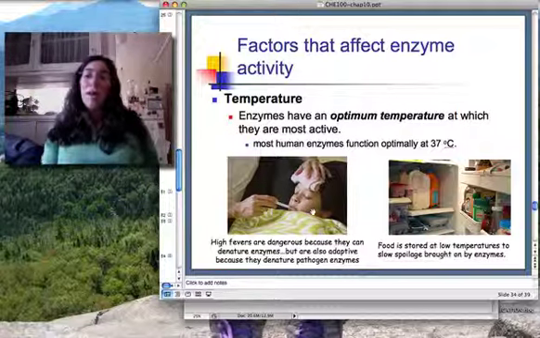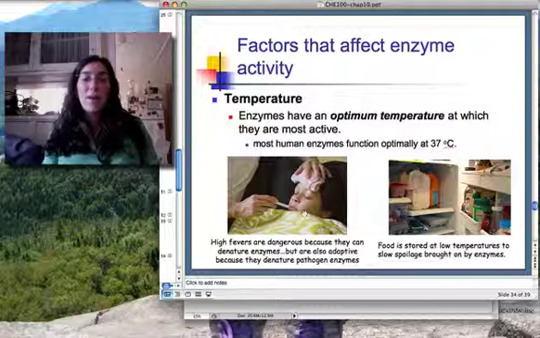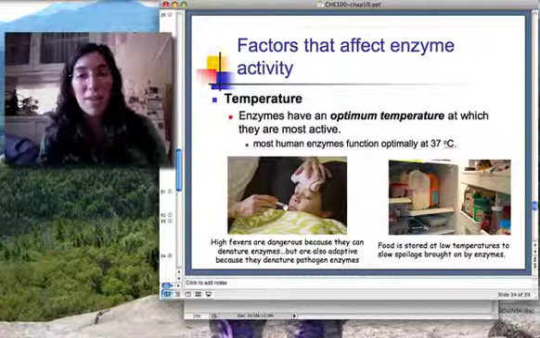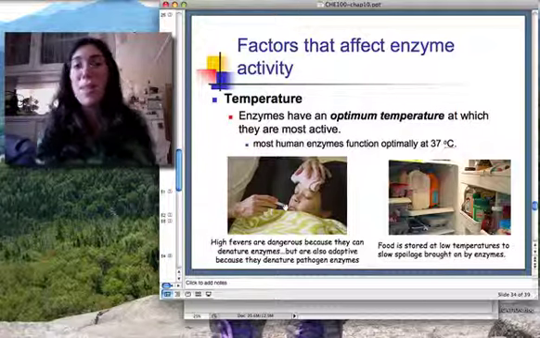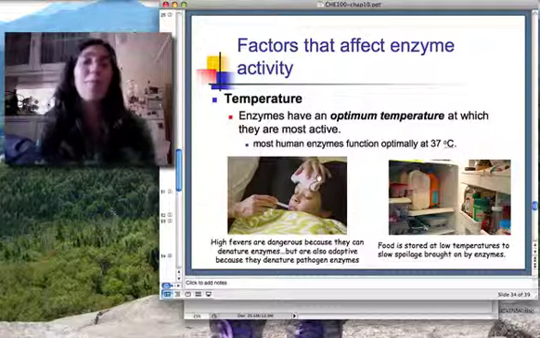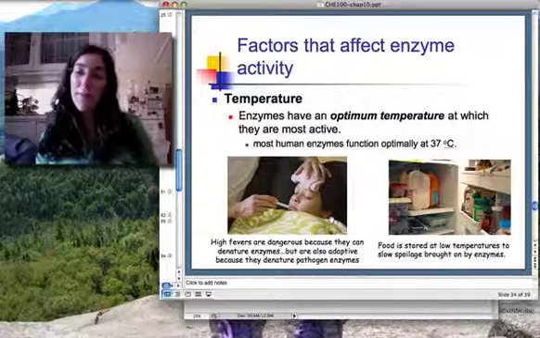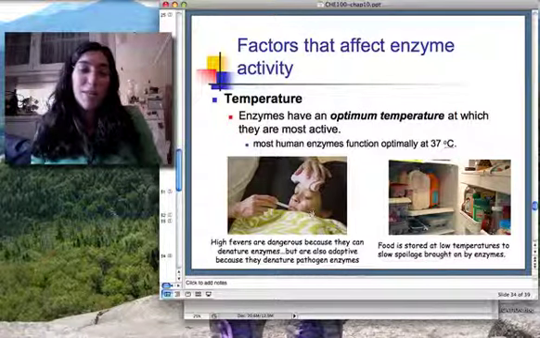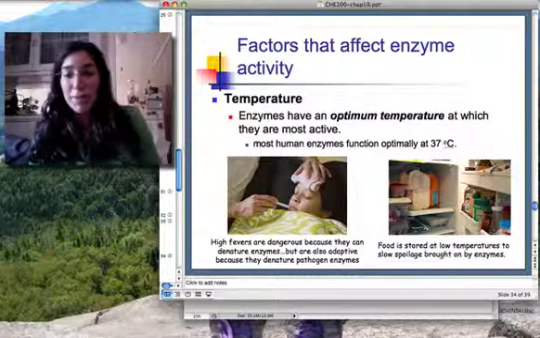So again, most of your body's enzymes work optimally at 37 degrees Celsius, which is 98.6 degrees Fahrenheit, normal body temperature. Okay? So any variation from that, they work less optimally.